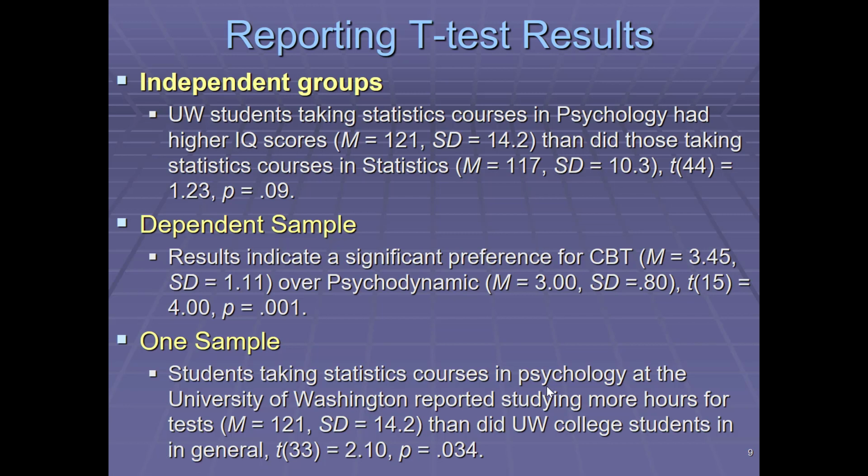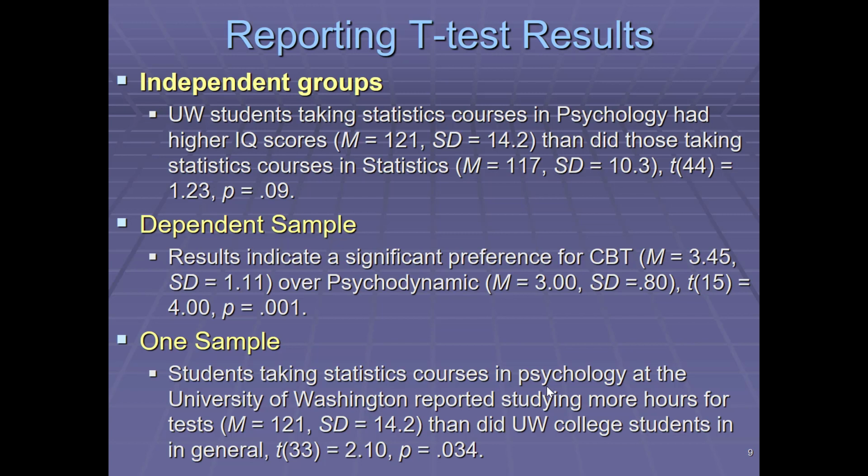So with your independent groups, the university students taking statistics courses and psychology had higher IQ scores than those taking statistics courses and statistics. So when reporting t-tests, we also have to report our mean because we're looking at mean differences. And when we report our mean, we also have to report our standard deviation.